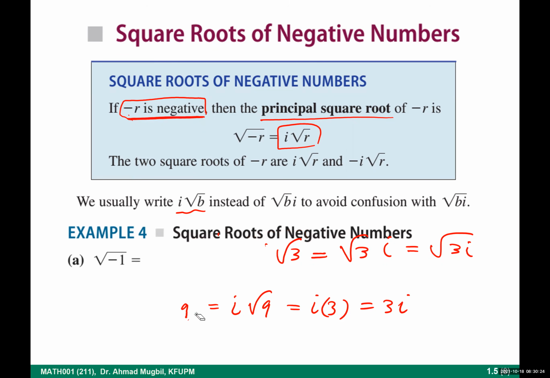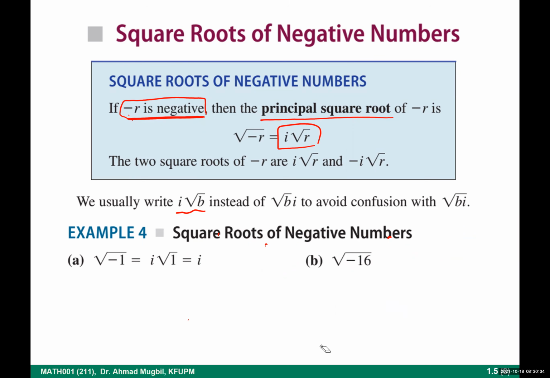What is the square root of negative 1? It is i square root of 1, which is i multiplied by 1, which is i. The square root of negative 16? It is i square root of 16, which is 4i. The square root of negative 3? i square root of 3. Always keep it in mind like that. And the square root of 3 is the square root of 3.